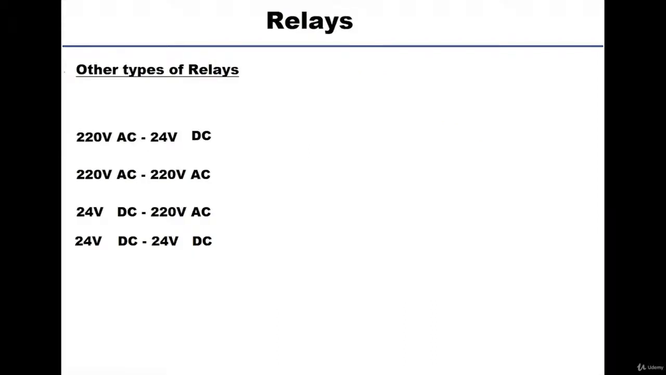Now there are a few types of relays, and they all depend on the rating. So you can have an AC coil and a DC contact, or an AC coil and an AC contact, or a DC coil and an AC contact, or a DC coil and a DC contact. So no matter what configuration you have in your control circuit, there is always a relay that can fulfill your needs. And please note here that when we mention 220 volts, it could be 110 volts AC. It depends on the country you're living in.